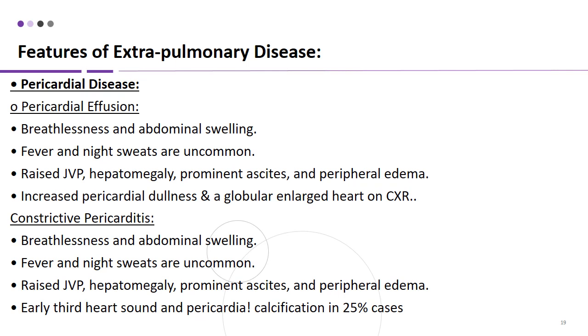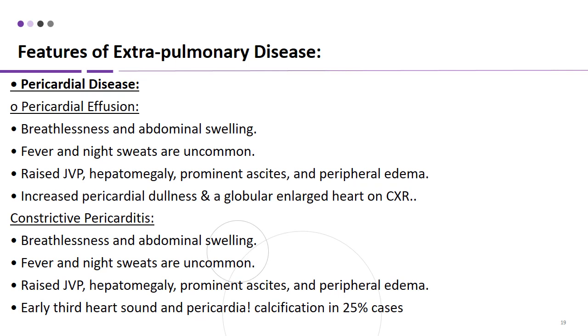So in the pericardial effusion, the patient might have a thickened or calcified pericardium as well. This will lead to dilation of the major veins, and it occurs due to backing up of the blood because the heart is kind of entrapped. So the heart will be seen as a globular structure on the chest X-ray, and there will be breathlessness and abdominal swelling due to collection of fluid in the abdomen, and fever and night sweats are uncommon.